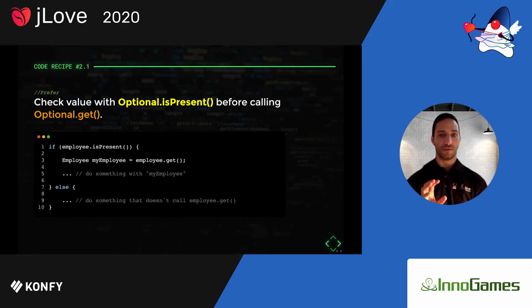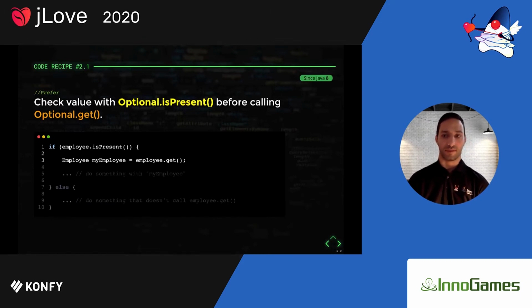In order to use it in an optimal way, you have to check the presence of the value first. If it's there, you get it. If it's not, you return an empty Optional, or whatever value you would like to return, or do something when the employee does not exist. But don't call get directly, because if the content is not present, it will throw a NoSuchElementException directly to you.